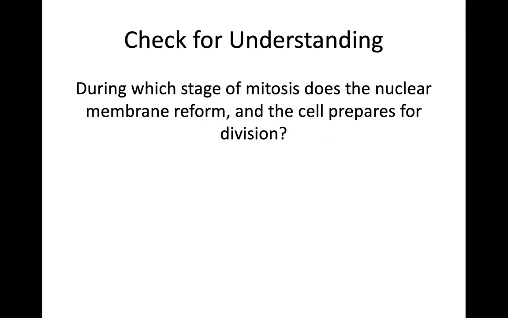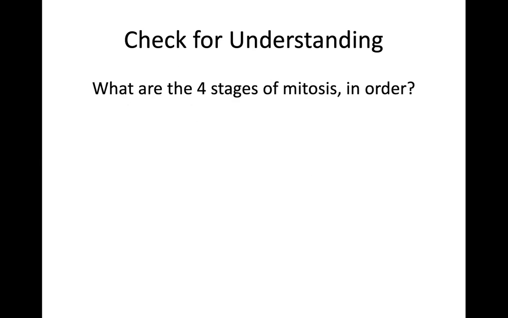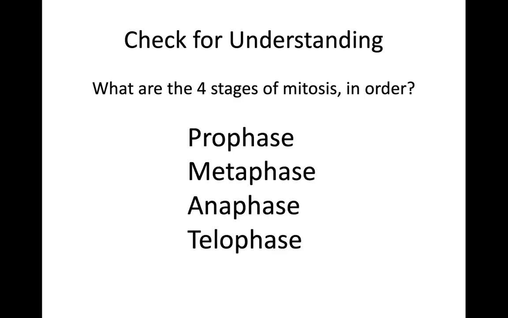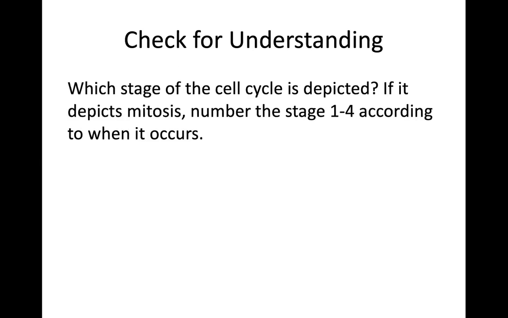Okay, cytokinesis. All right, during which stage of mitosis does the nuclear membrane reform and the cell prepares for division? Telophase. During which stage of the cell cycle do the cytoplasm and cell membranes split? Cytokinesis. What are the 4 stages of mitosis in order? Prophase, metaphase, anaphase, telophase. PMAT. Perfect. Okay, what happens before mitosis? Interphase. What makes up interphase? G1, S phase, G2.